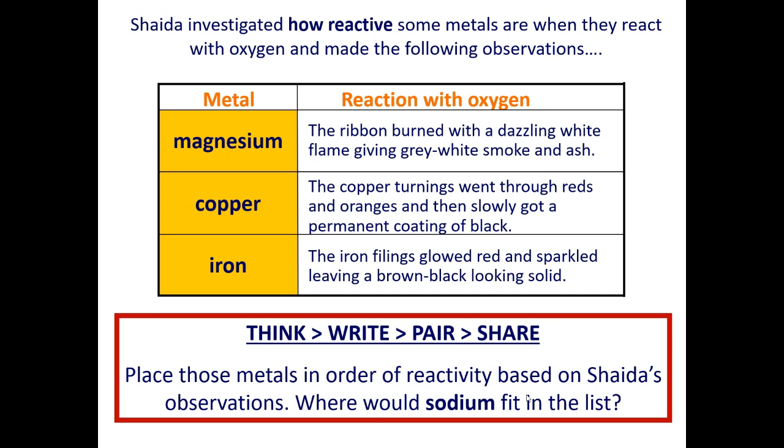Iron is next because it sparkled, so it's going to release more energy, and copper is the least reactive. It slightly changed color and then got a permanent coating of black. So in order of reactivity, we have magnesium, iron, and copper.